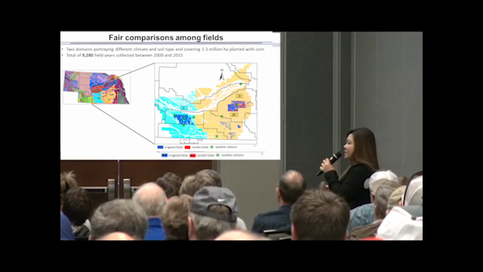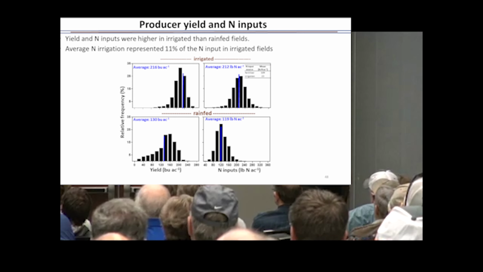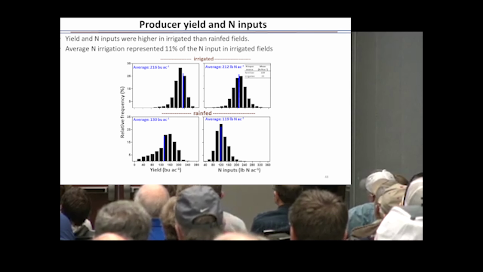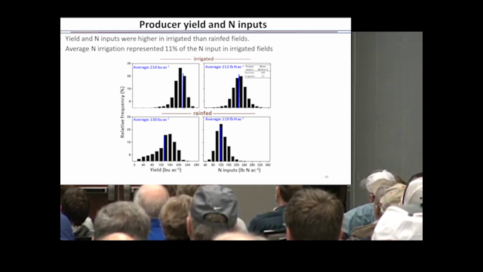And just to show here the distribution of producer yield and nitrogen inputs, we can see here that first, the average yield was shown by these blue lines here. If we compare these two, this is irrigated on the upper panels and rain-fed on the lower panels, you can see that, of course, irrigated fields have much higher yield compared to rain-fed and also much higher nitrogen inputs applied compared to rain-fed fields.